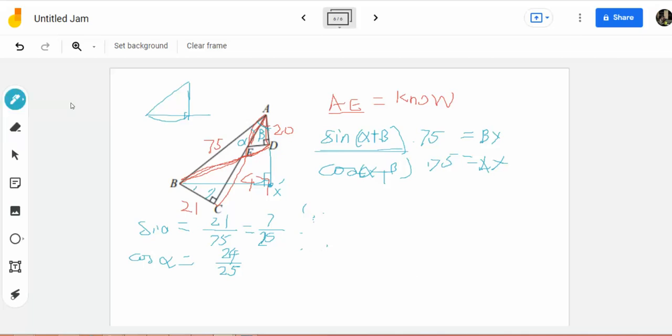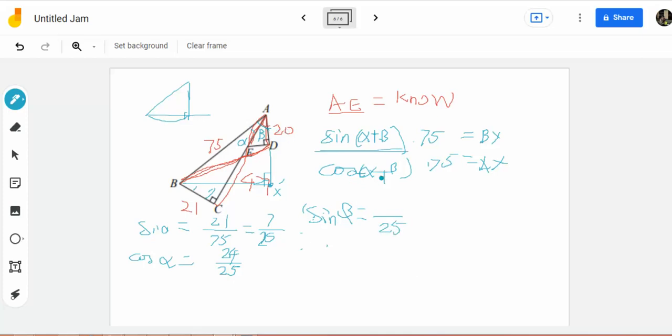Okay, now we need sine beta. What is sine beta, right? For sine beta, we need this one. We need AE. AE is what? 75, this is a ratio here, 24 times 3. So this is 24 times 3. What is that? 72. So this is 72 minus 47. That's 25. It's 25, alright? So it's 25.